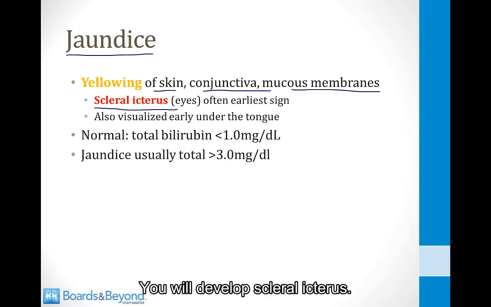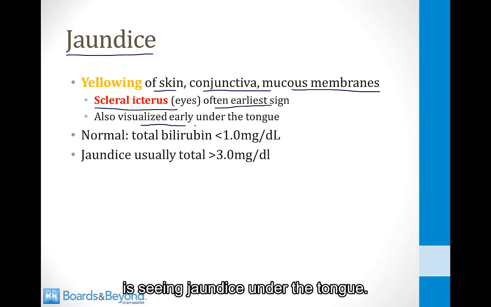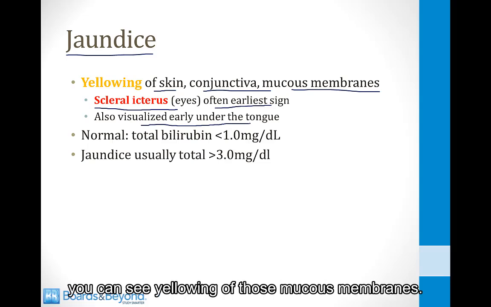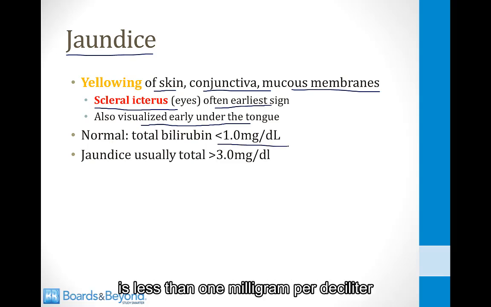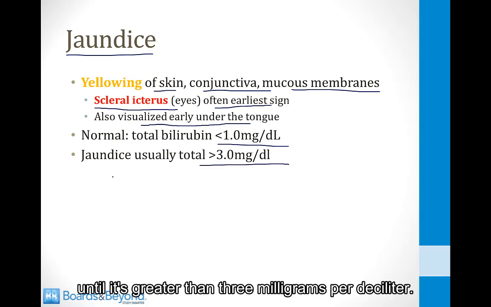You will develop scleral icterus. I'll show you a picture of that in a minute, which is one of the earliest signs. Another one of the earliest signs is seeing jaundice under the tongue. If you ask patients to lift up their tongue, you can see yellowing of those mucous membranes. A normal total bilirubin level is less than 1 milligram per deciliter, and jaundice usually doesn't occur until it's greater than 3 milligrams per deciliter.